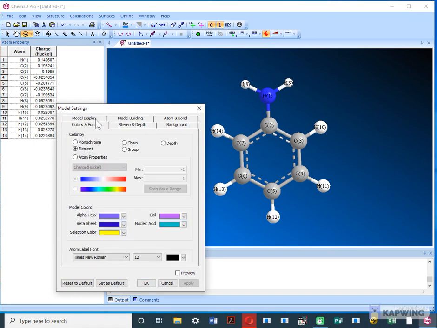Select the option of Colors and Fonts. Click on Atom Properties. After that, add the maximum and minimum value of charge from your datasheet.